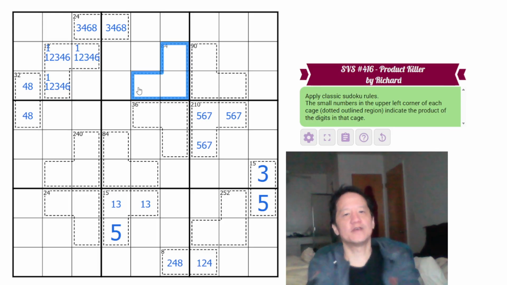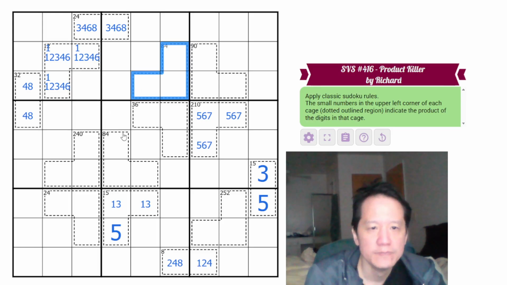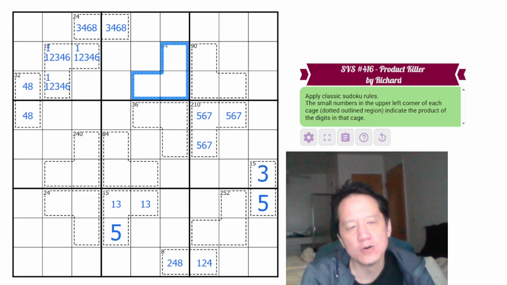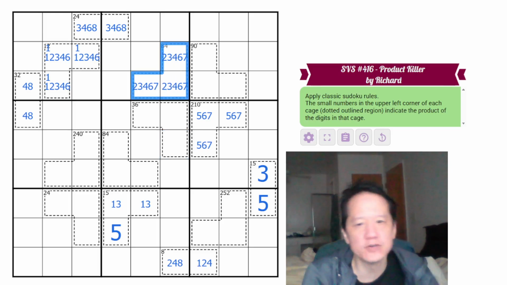84 again is a factorization of... It has to have a 7. And it's 12 with it? Is that right? 7 and 12. Okay. So that means it's 2 squared and 3 and 7. So it's 2, 6, 7, or it's 3, 4, 7, right? Because it's 12 essentially. So the 7 is here either way.